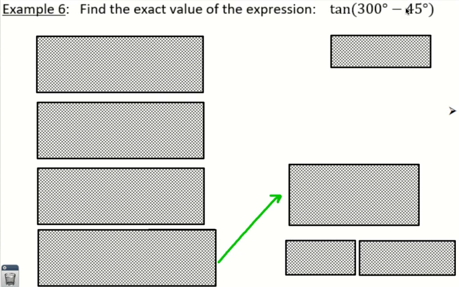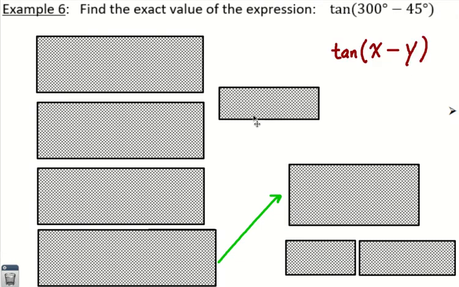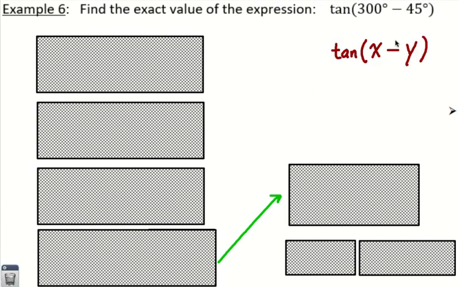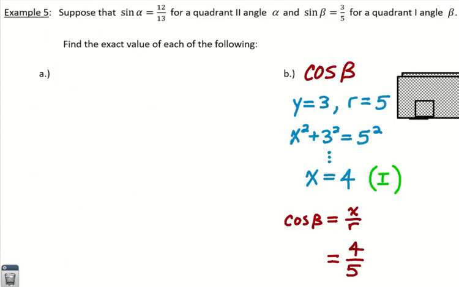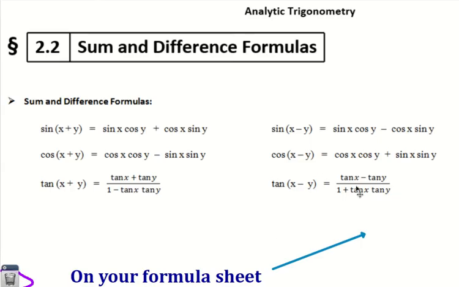So basically, it's almost a good thing that they gave you the original problem looking like this, because now it's the tangent of a difference. We have a formula for that. So you go to your formula sheet, and it looks like our x is going to be 300 degrees and our y is going to be 45 degrees. We find this on your formula sheet right here. The tangent of a difference is equal to that.